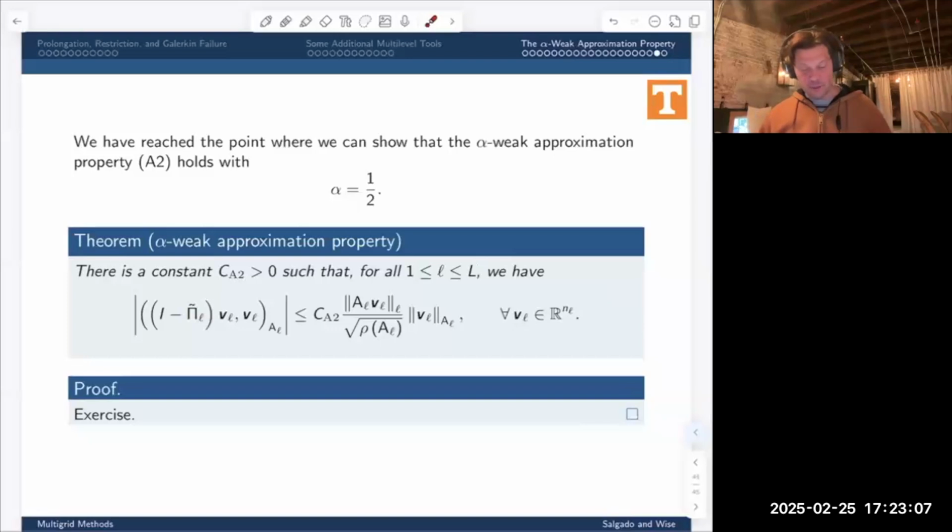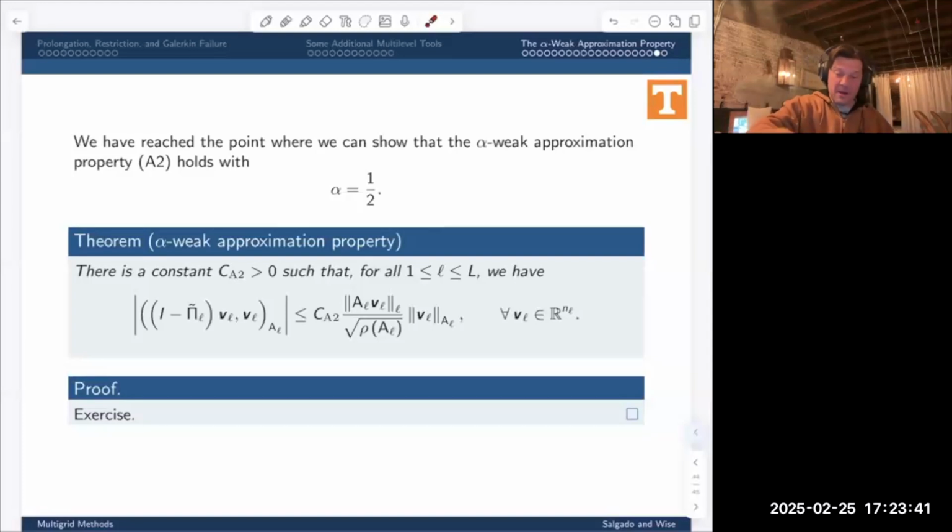What you can show now with that version that we just proved is that we have an alpha weak approximation property, property A2, holding with alpha equals a half. So in particular, all of that stuff that we had in the statement of the last theorem translates into this. So that means we have everything we need to ensure the convergence of various multigrid methods for our cell-centered method.